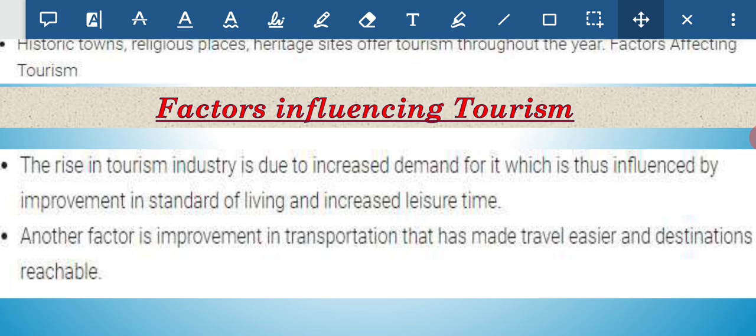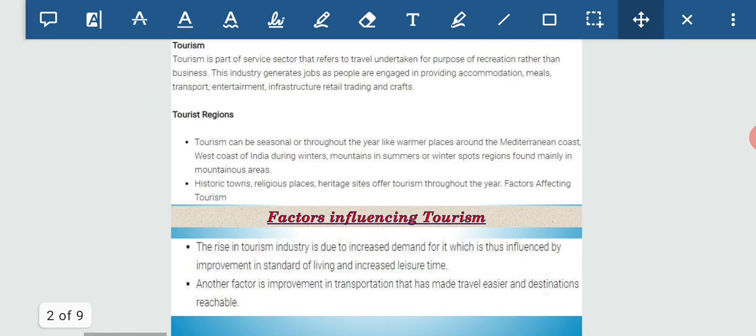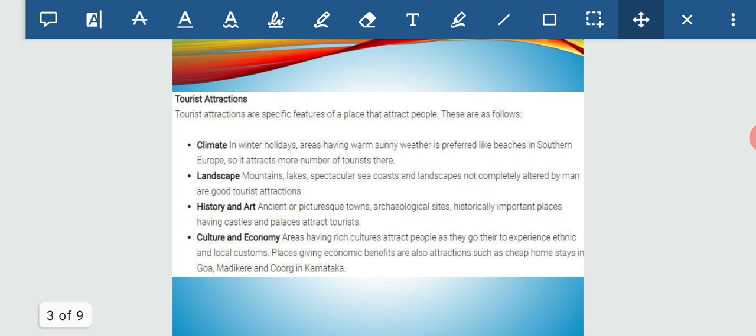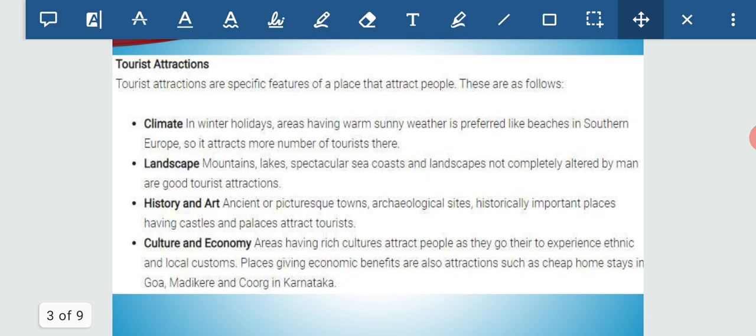So it is not easily reachable except by water transport. But in terms of trade, water transport is the best. Here we are not talking about trade, we are talking about the tourism industry. Now the next topic related to this is attractions. Which are the places that attract tourists?